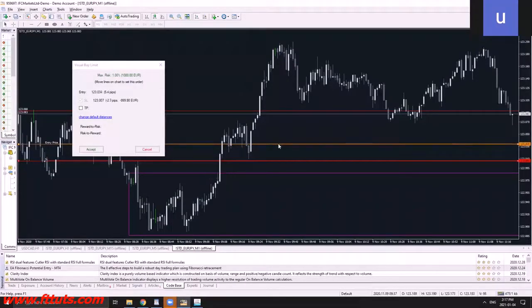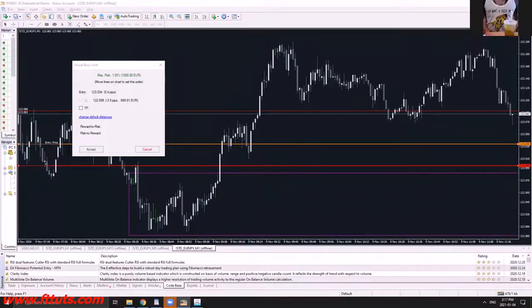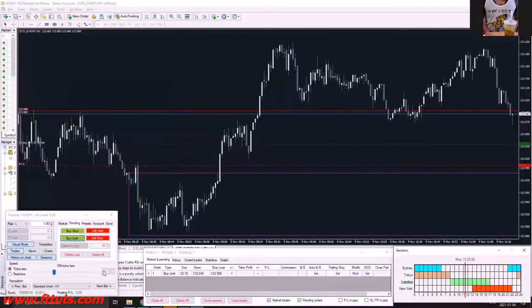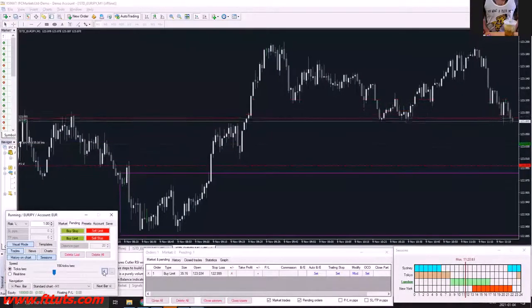I like to be conservative, but I don't trade EJ much, so you tell me how volatile it is. 3.5 pips stop loss, that works. Just hit accept and you're good. And boom. Let's see if we get tagged in.